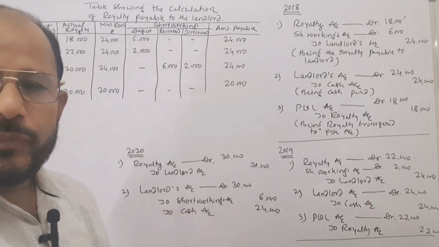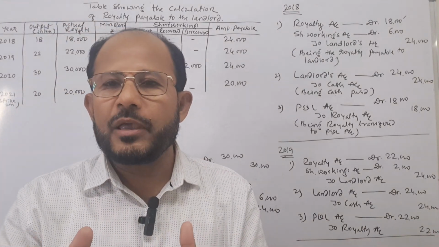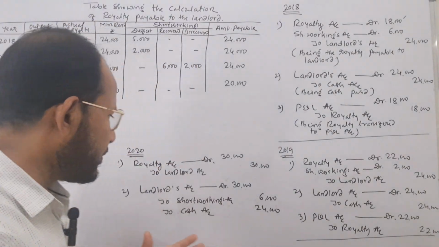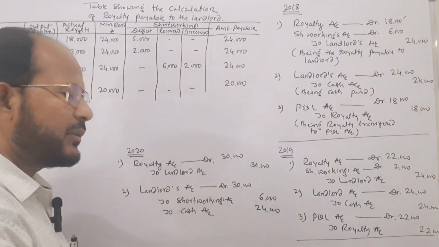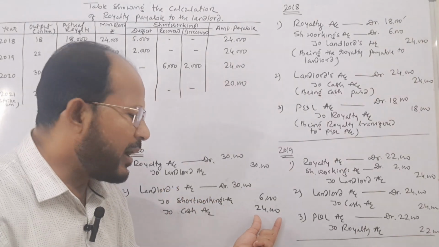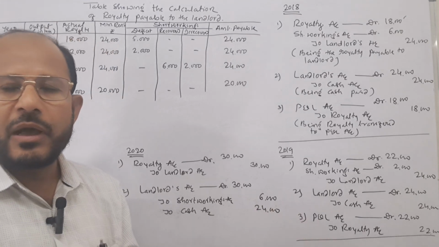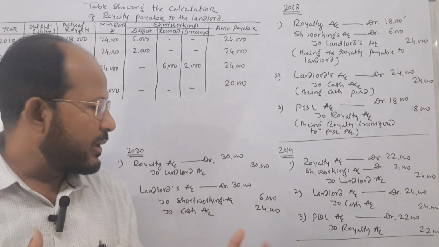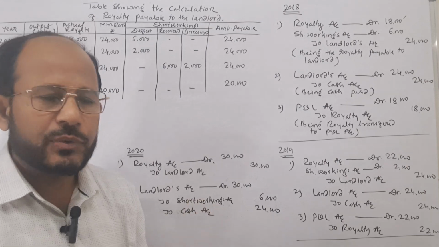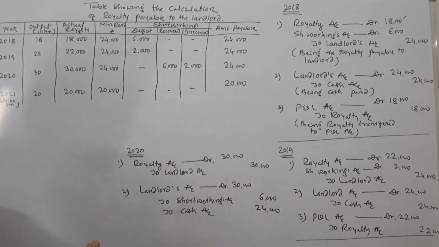Here what we have to do? We have to write the narration: being short workings recovered and the cash paid to landlord. After the recovery of short workings, cash paid to landlord is rupees how much? 24,000. That narration you have to write.